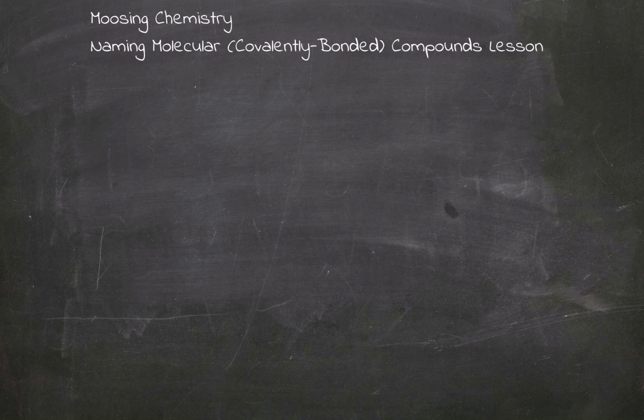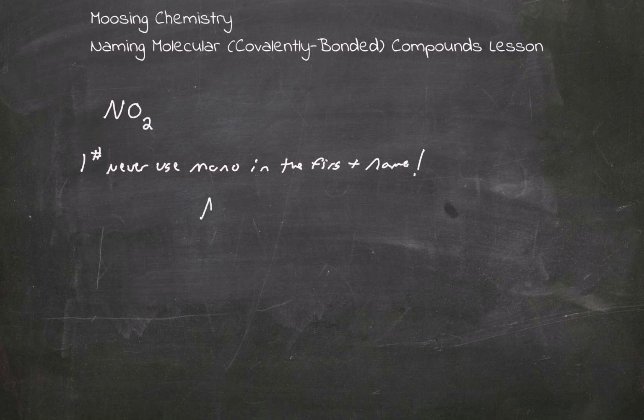Now let's look at the first one, NO2. Now, rule number 1, never use mono in the first name. So you would simply call this nitrogen, and because there is a 2 here, we say dioxide. Again, we end in the IDE.